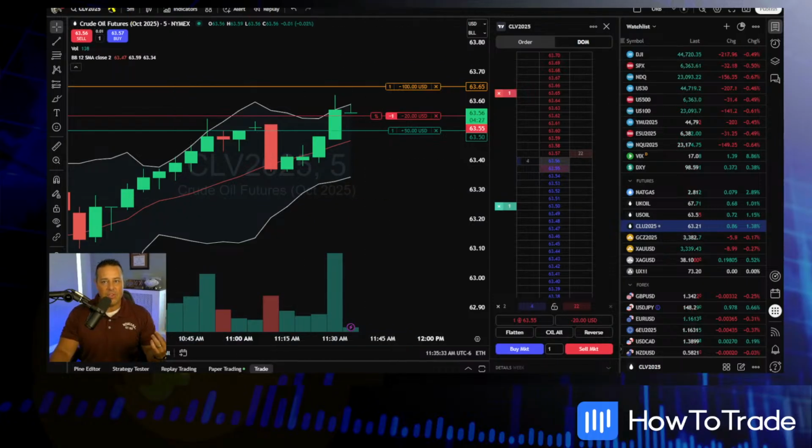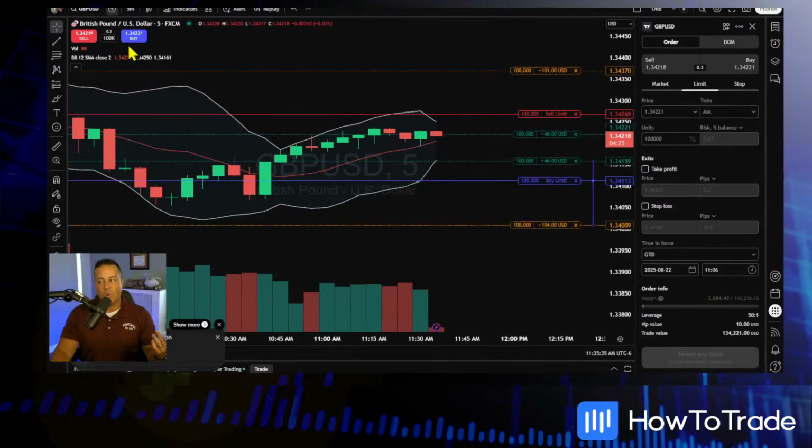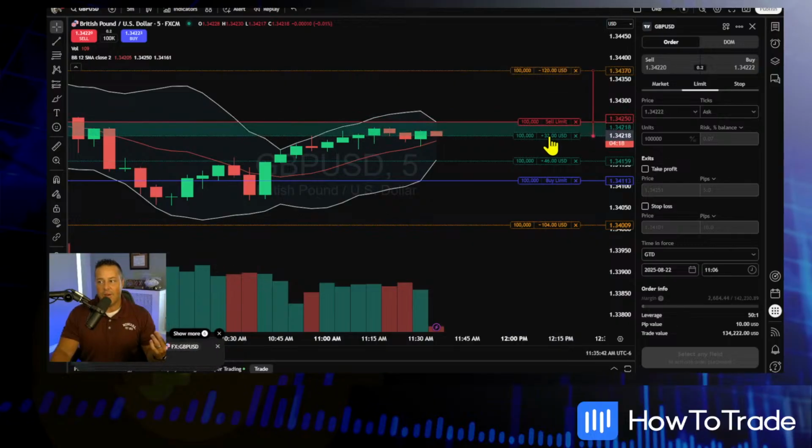Let's see, Great Britain Pound USD. We'll get back to that in a second. 134.21. We're still just sort of rotating around. Now this one, you definitely got to bring that entry point down there, and be looking for something like that. That would be it.